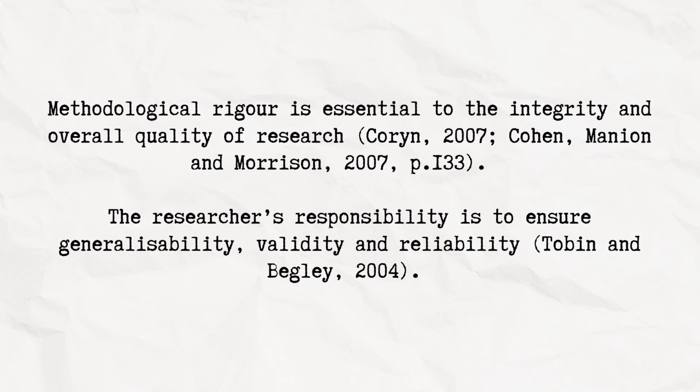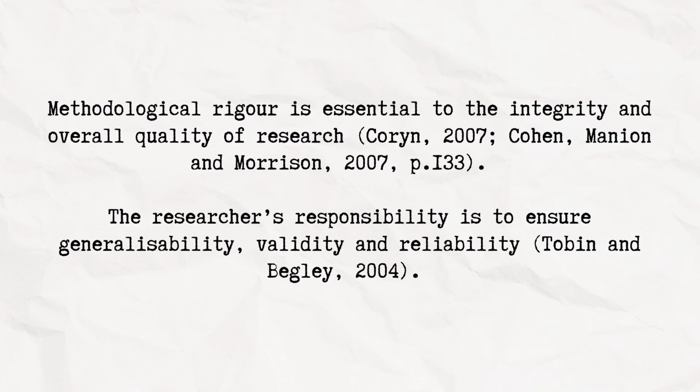But what is methodological rigor? It is essential to the integrity and overall quality of the research. It is not a fixed measure, it's a quality that relates to your project. Three indicators of methodological rigor are generalizability, validity, and reliability. So let's take a look at each of these.